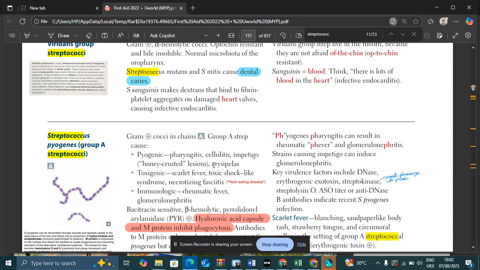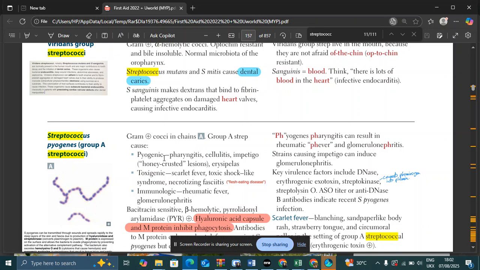Okay, not after cellulitis, impetigo, or erysipelas. But it can cause glomerulonephritis after both pharyngeal and skin infections. So this is a very important thing you should remember: group A beta hemolytic streptococci, which is Streptococcus pyogenes, causes rheumatic fever usually after the pharyngeal infections.